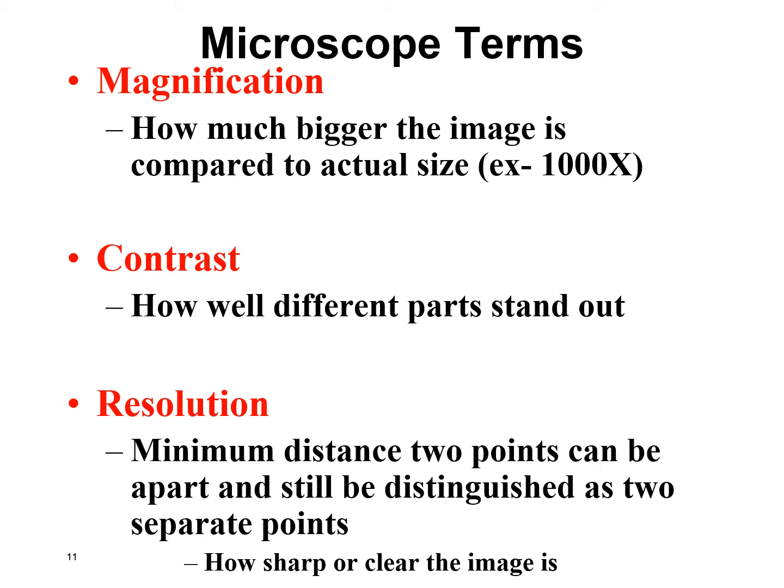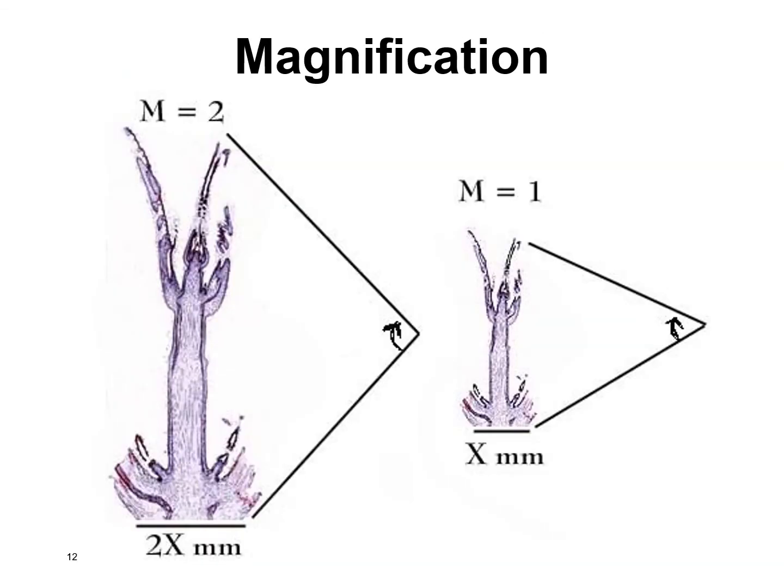So here's a picture of magnification. On the right here, we've got the actual specimen. This is a root tip of a plant, and this is its actual size. And here we've magnified it twice the size, so we've got 2x as our magnification. So it's twice as big as the actual specimen. So that would be magnification. That one's pretty easy to understand.